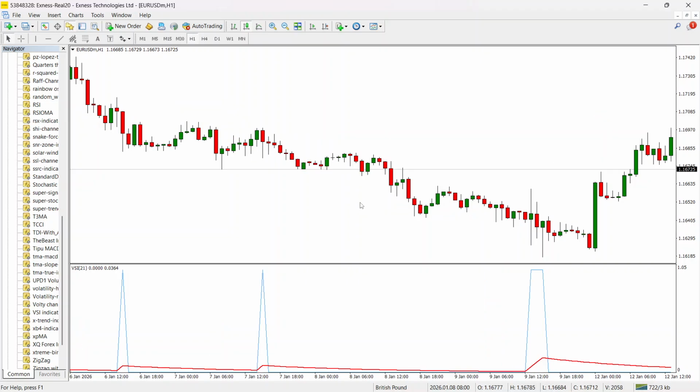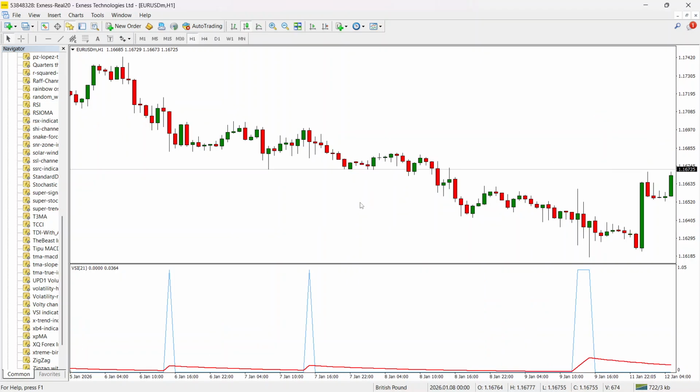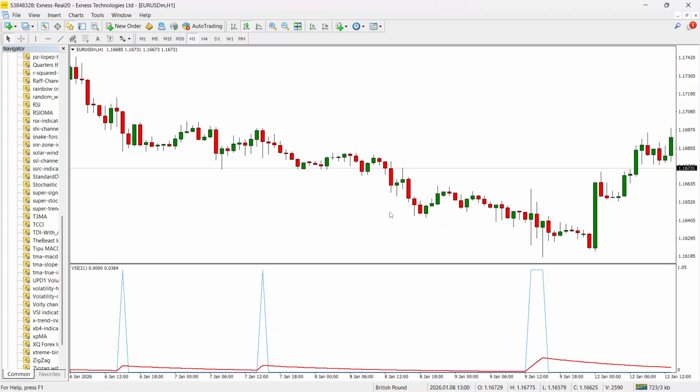This volatility measurement tool displays two lines in a separate window below your chart. The VSI line measures current volatility intensity, and the VSI MA line provides a smoothed moving average for clearer trend identification. In this video you'll see how the volatility scanner works, how the two lines interact, and which trading strategies are utilized.